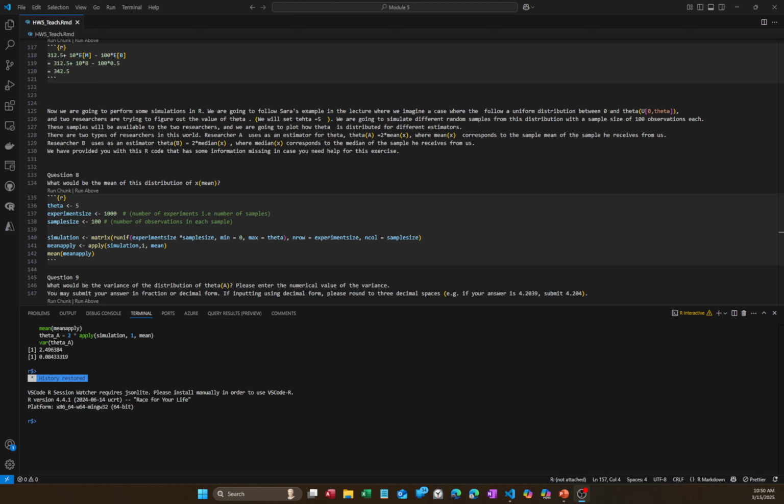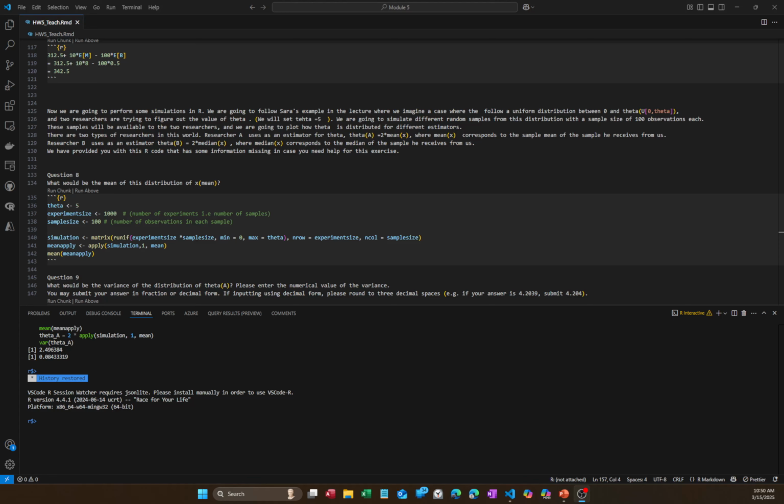We're going to follow an example lecture where we imagine a case where the data follow a uniform distribution between 0 and theta, and two researchers are trying to figure out the value of theta. Here we'll assume theta is 5. We're going to simulate different random samples from this distribution with a sample size of 100 observations each. These samples will be available to two researchers, and we are going to plot how theta is distributed for different estimators.